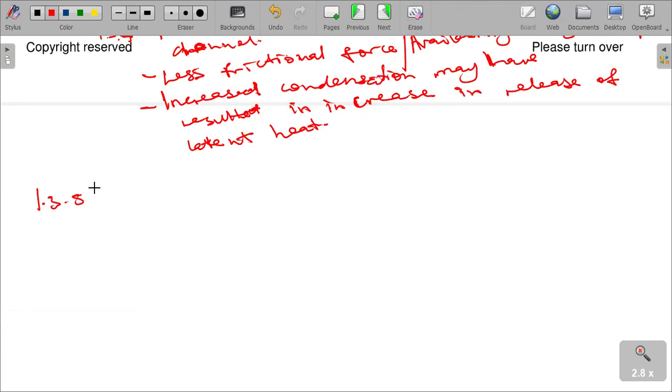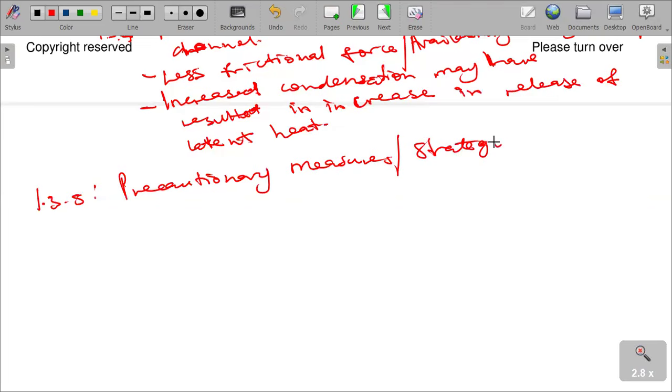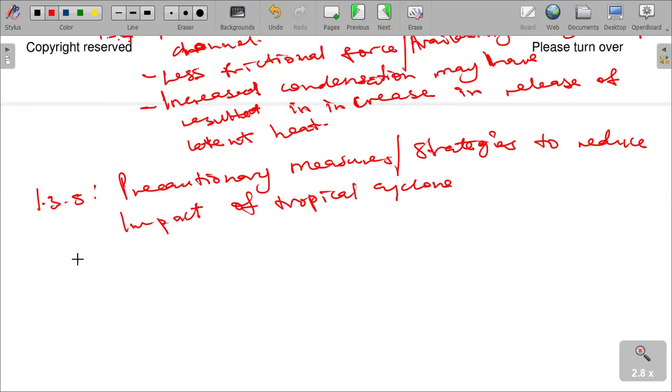1.3.5. We can say that precautionary measures or strategies to reduce the impact of tropical cyclone. What can be done to reduce the impact of tropical cyclone? We can give so many answers in this regard.